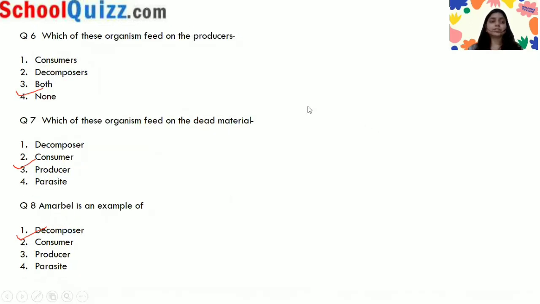Now move to the next. You have question number 6: which of these organisms feed on the producers? Consumers, decomposers, both, none. Yes, the answer is consumer. So producer, then consumer, and then decomposer.